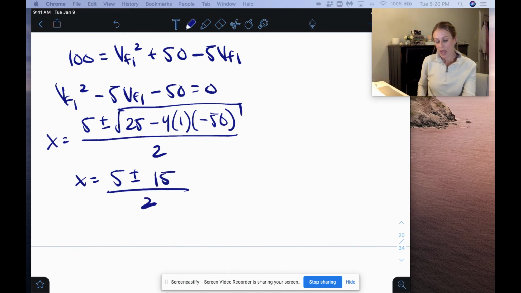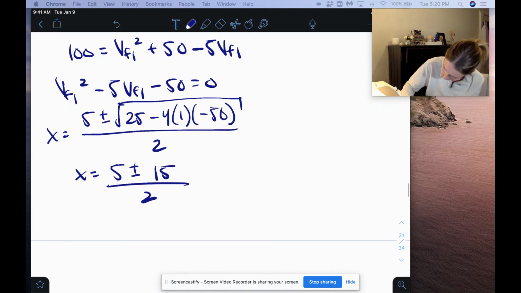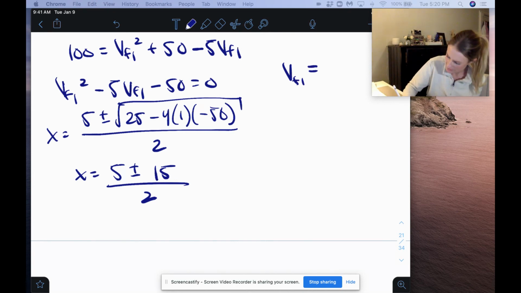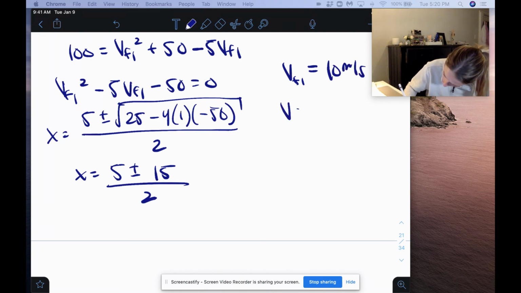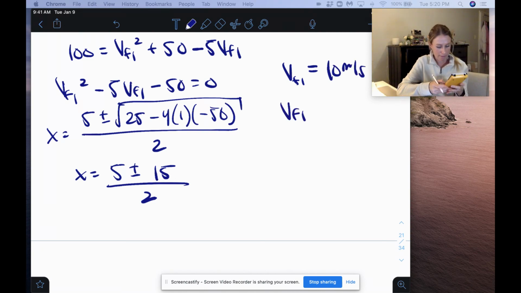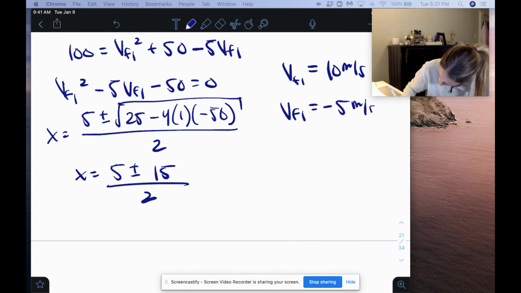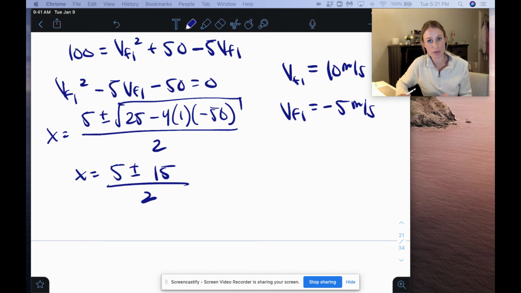divided by 2. And here we're talking about a velocity, right? That's what x is. So velocities can be either positive or negative. Because of that, we're going to find both answers. So velocity final 1 could equal 5 plus 15 divided by 2, which is 10 meters per second. Velocity final 1 could also equal 5 minus 15 divided by 2, which is negative 5. Okay, so those are our two options here.